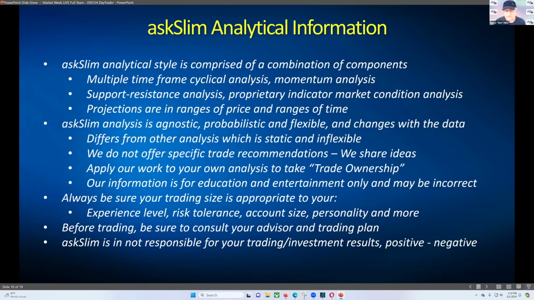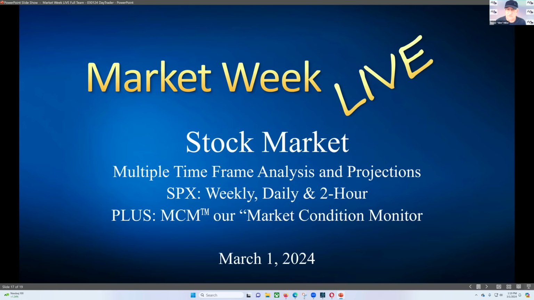A very key aspect to being successful, especially when you get information from other sources, is that you take ownership of each of those trades. Stock market analysis, multiple time frame analysis on projections.